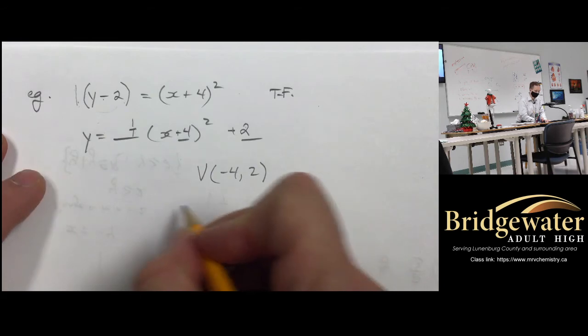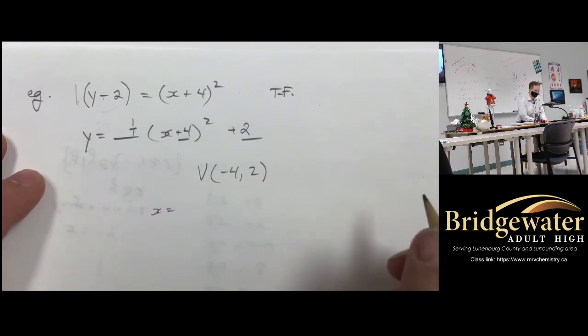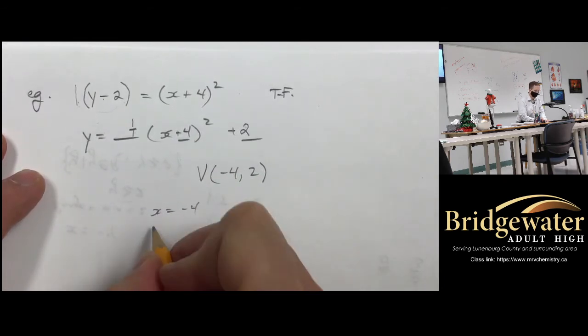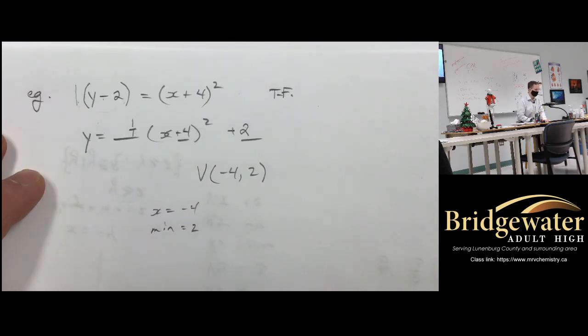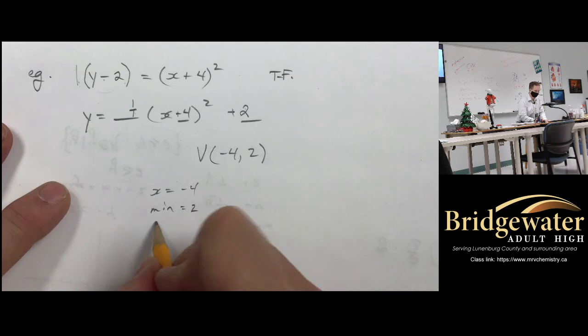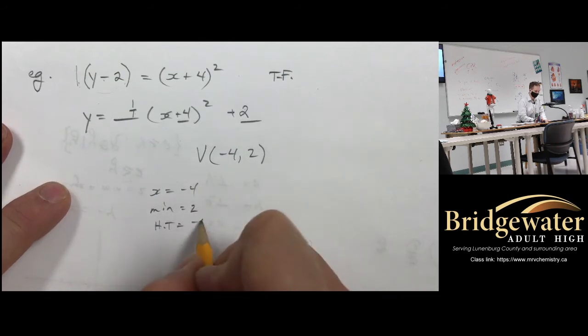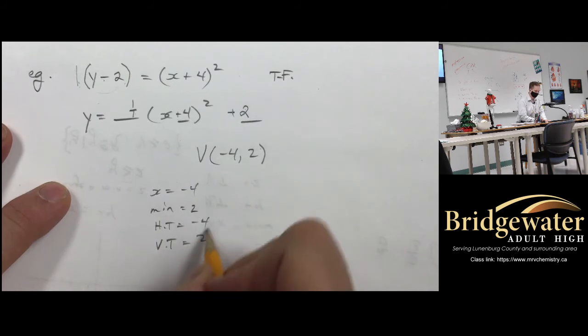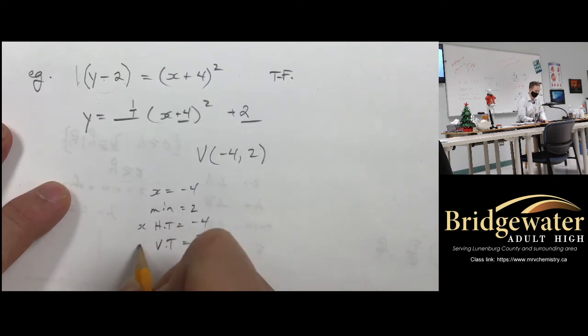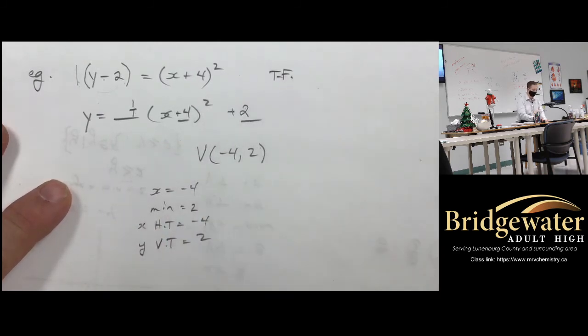Again, if you want the X, the axis of symmetry, that's negative 4. We want the minimum, because it's opening up, would be equal to 2. That's the range. The horizontal translation, well, that's negative 4. The vertical translation, what's that? Well, it's 2. So this is basically the X, this is the Y of the vertex. Once you get the vertex, you got it all.